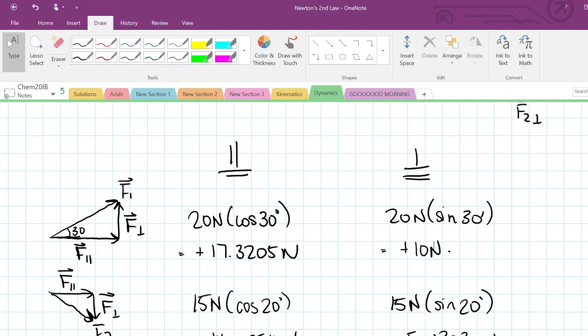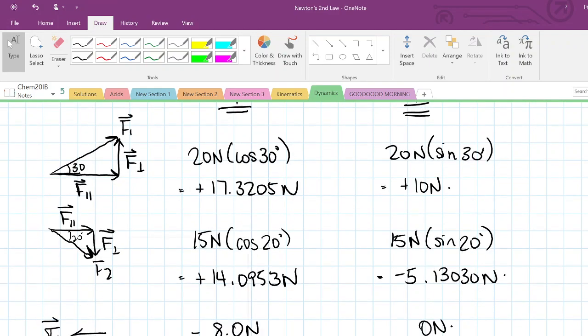My second force was in this direction at an angle of 20 degrees. And if I'm looking for the parallel, which is that horizontal, the parallel is adjacent, so cosine. Perpendicular is opposite, so sine. So I set up my equations, I get 14.0953 newtons. In this case, right is positive, so this is positive 14. Down is negative, so this is negative 5. And I have to manually insert those signs.